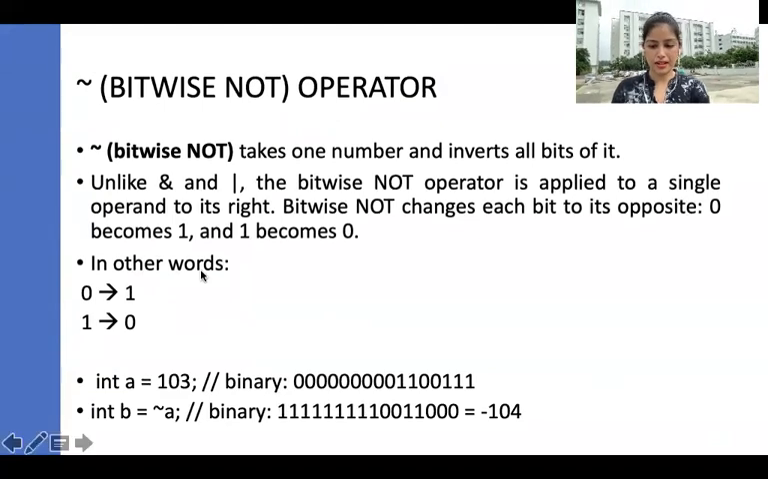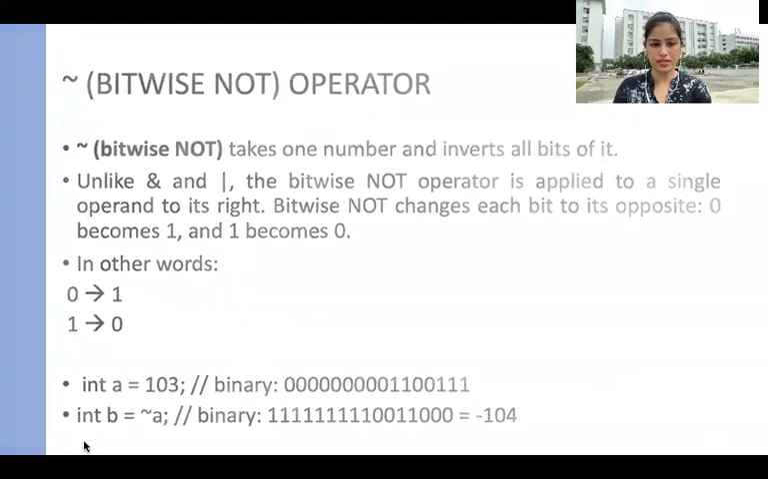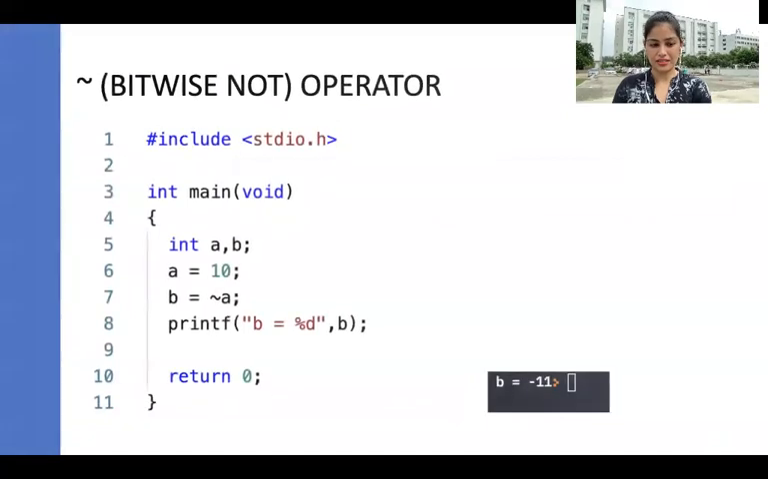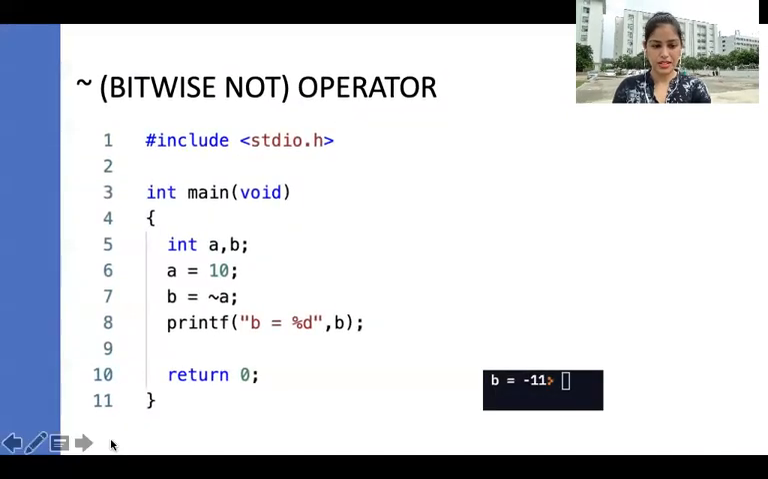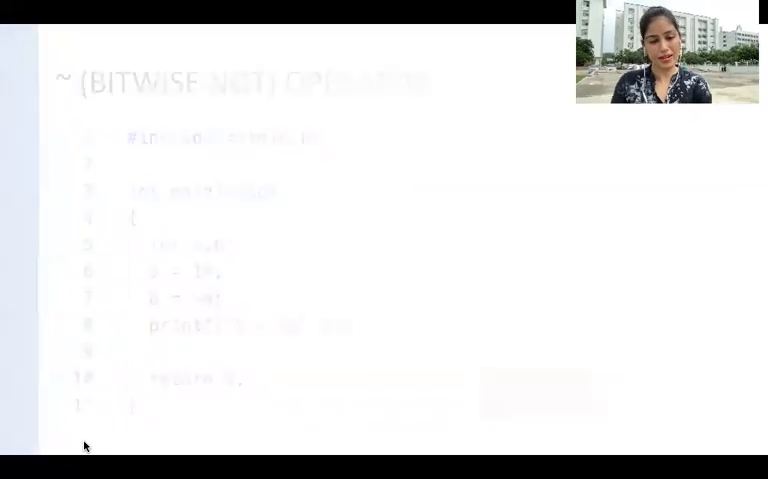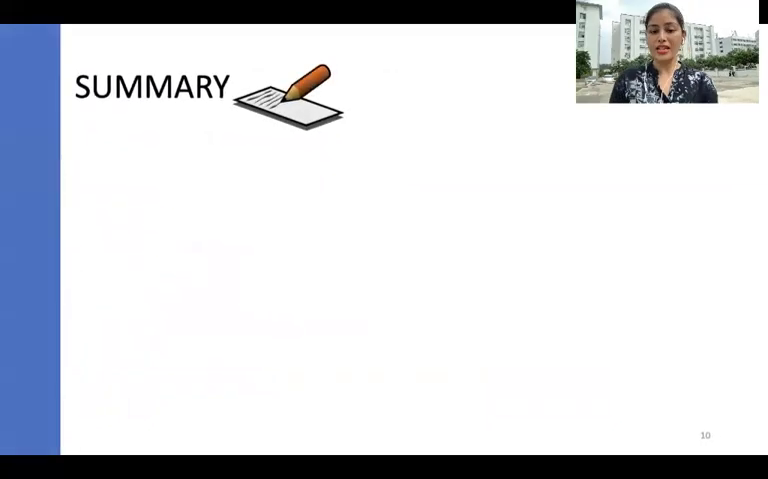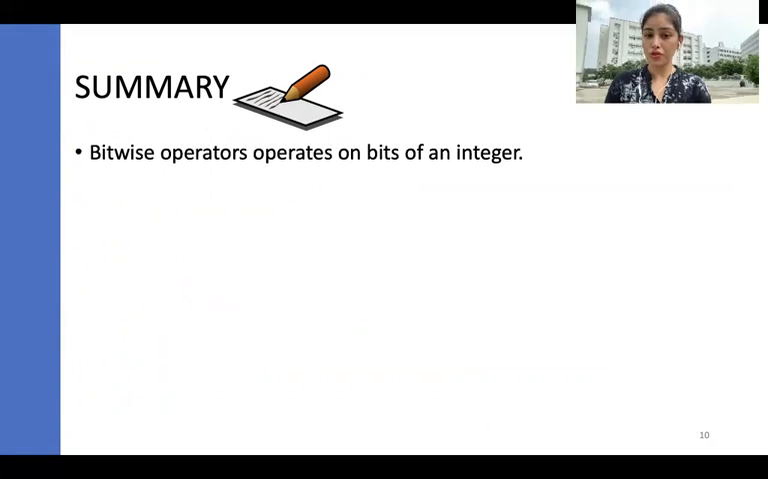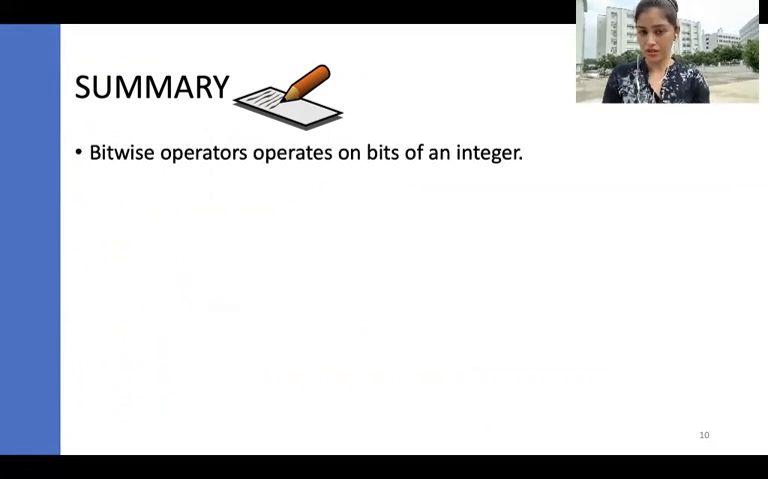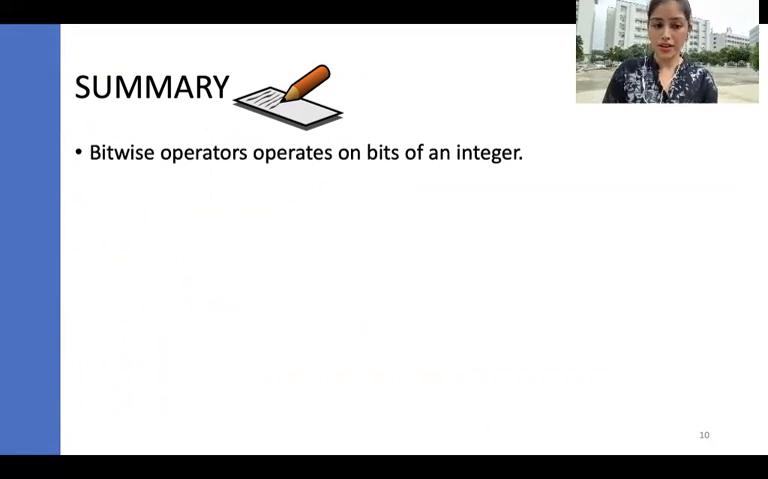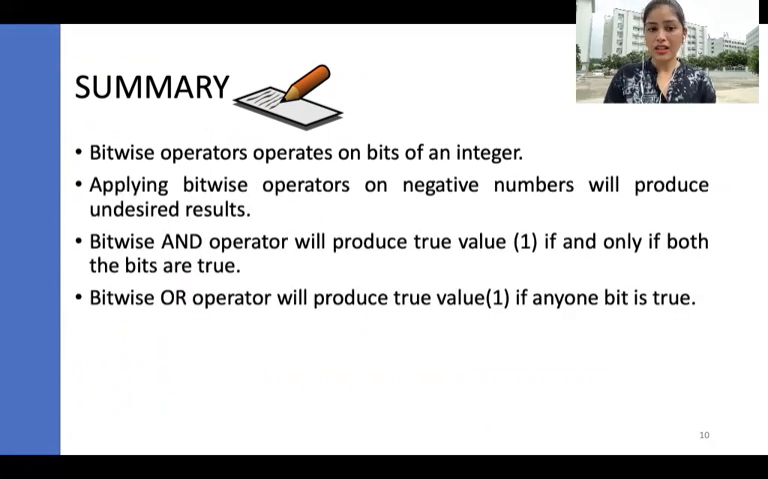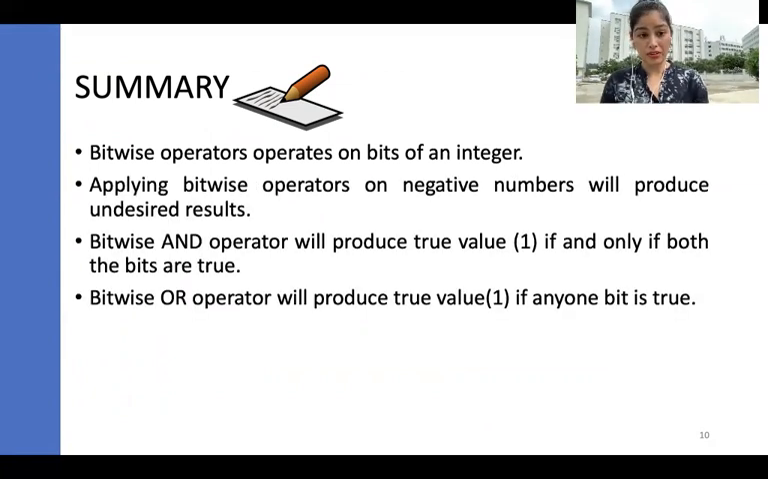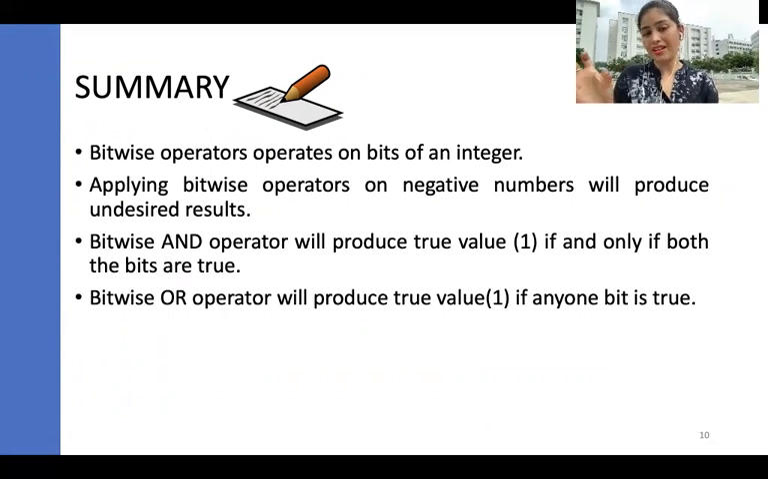Okay, we are coming back, but we need to move forward. Right. So next, we are going to now summarize. So if I summarize, then we will get the following points. Bitwise operators are the operators which work on the bits of integer numbers, right? However, you need to make sure that applying bitwise operators on negative numbers will produce an undesired result. So you need to make sure the right side operand, the right side data value, should not be a negative number.